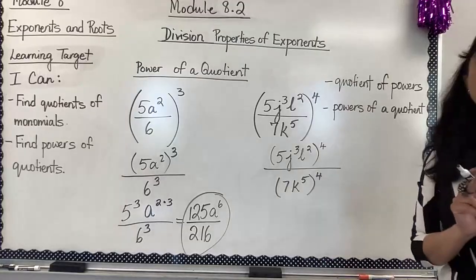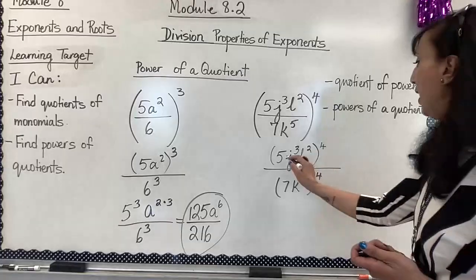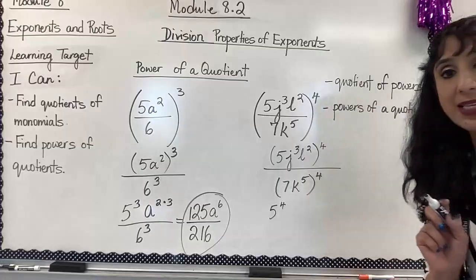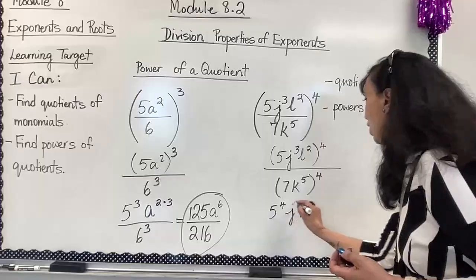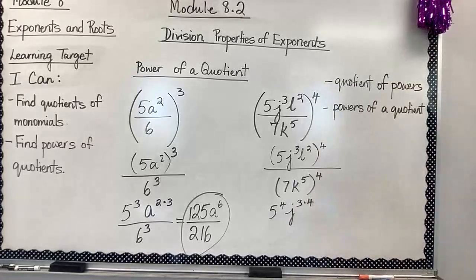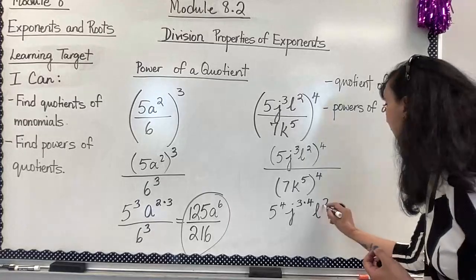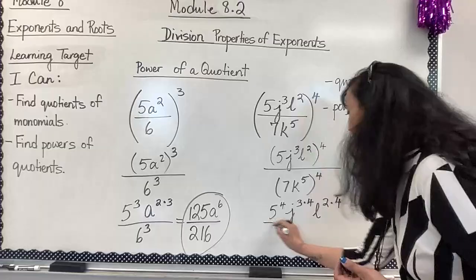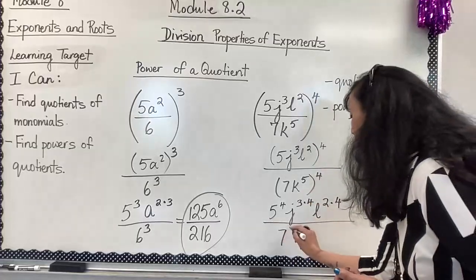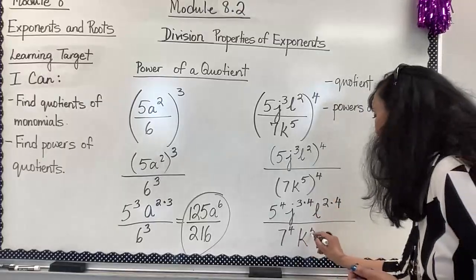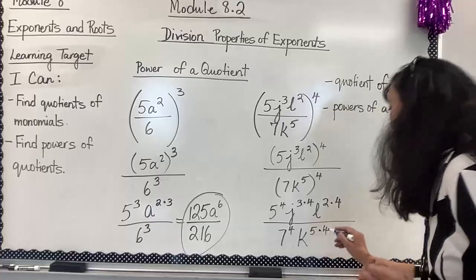Okay, and then I can go ahead and I can separate, and this is going to be 5 to the 4th power, right? And then it's going to be my j cubed times 4, okay? And then it is going to be L squared times 4, because that's the power of a power property. And then I'm going to have 7 to the 4th power times k to the 5th power times 4.